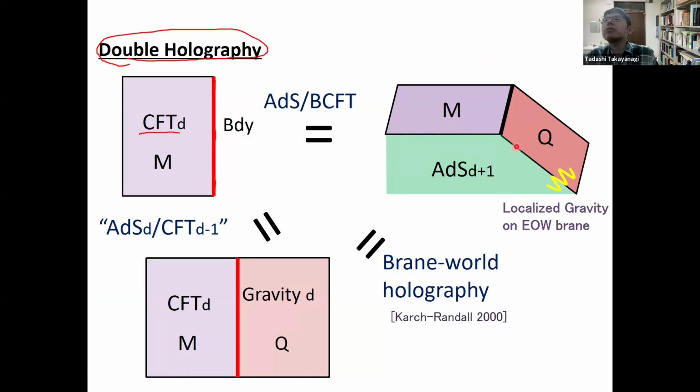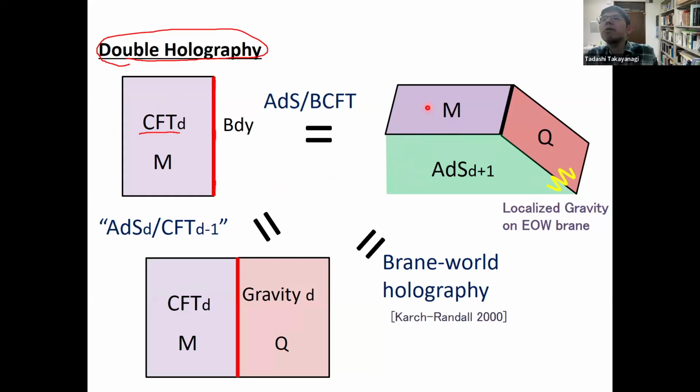But if we look at this closely, there is the end of the world plane. As I mentioned, you can show that there is a gravity mode localized here on Q. So there is bulk gravity, of course, but there is some other gravity mode which is really localized at the boundary. If we think that way, this green region is dual to BCFT, but another idea is that the green region is dual to this M and Q.